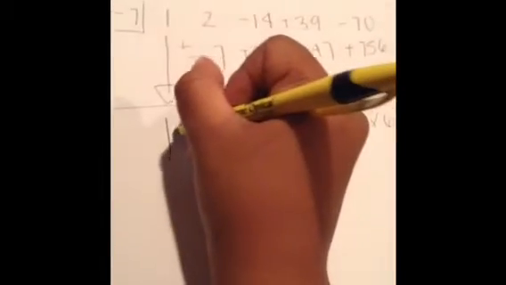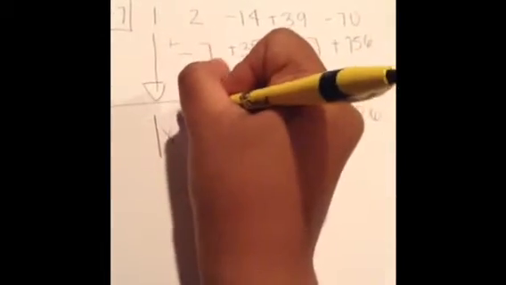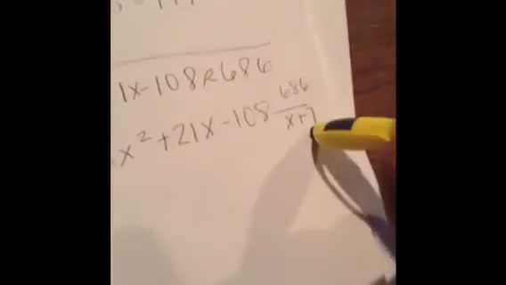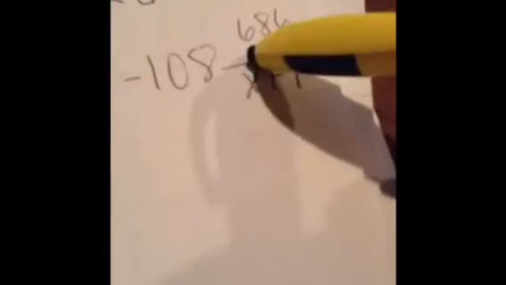This one also doesn't get one. The 21 would get an x. The negative 5 will get an x squared. And the 1 would get an x to the third power. And that would be your equation. This is not a factor because for it to be a factor, there would have to be no remainder, and there's a huge remainder here.